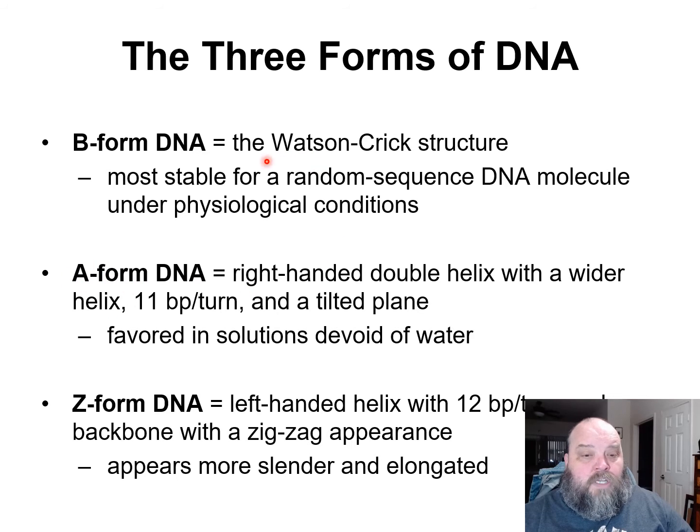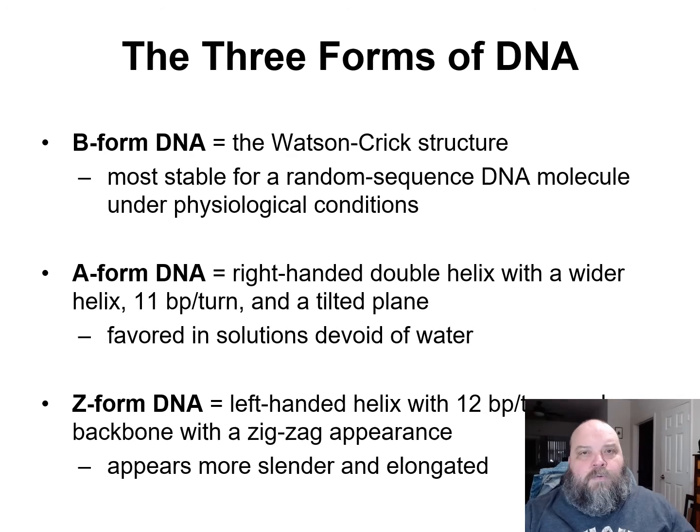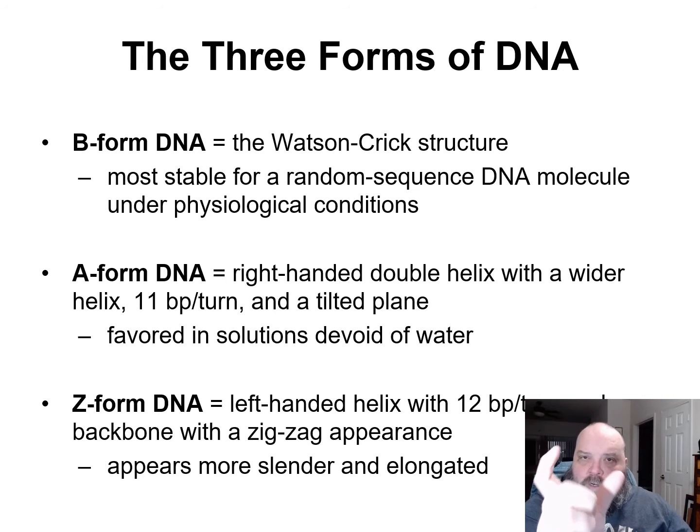The A form, which is still right-handed, but instead of being 20 angstroms wide, it's just a little bit wider. Things are a little more relaxed. It's not quite as tight of a turn as we see with the B form. It's a little looser and it's a spiral. Thus it's a little wider. Instead of 10.5 rungs per turn, it's 11. So it's not a whole lot wider, but it is just enough. Think of it as a more relaxed right-handed twist.